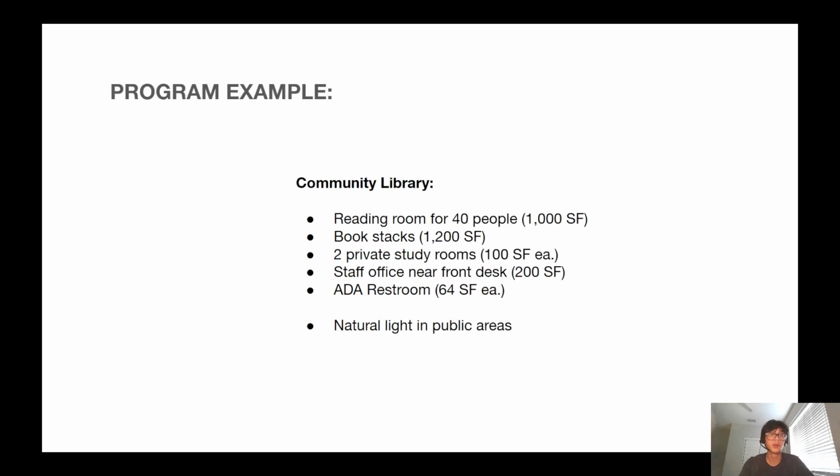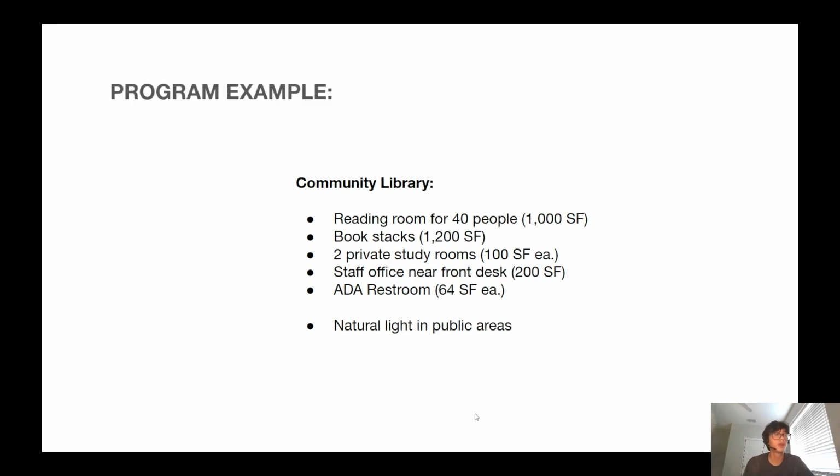For example, if we were to do a community library, let's say the client would call for a reading room with 40 people, that's about 1,000 square foot. They want book stacks, 2 private study rooms, an office with a front desk, or near a front desk, an ADA restroom, and natural light in public areas. So you can see that they do outline the spaces that they want and also some design considerations.